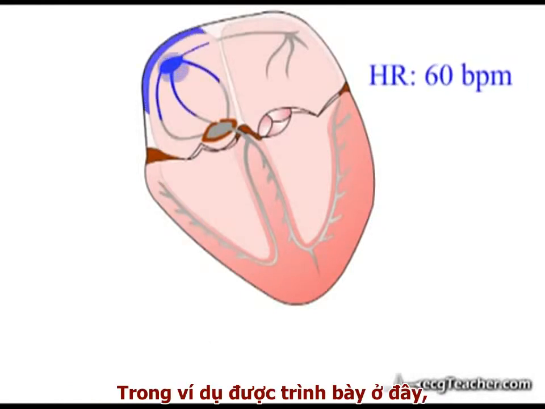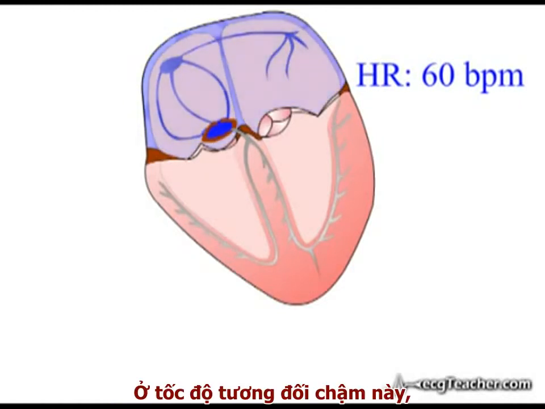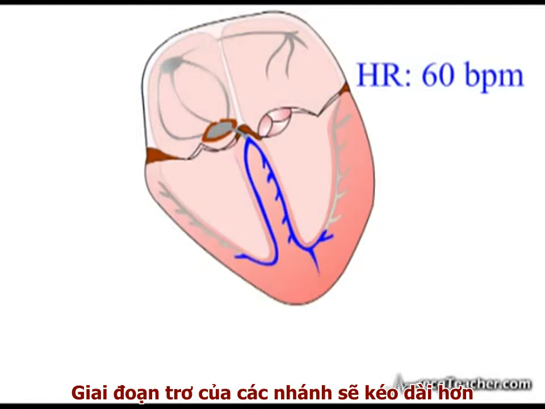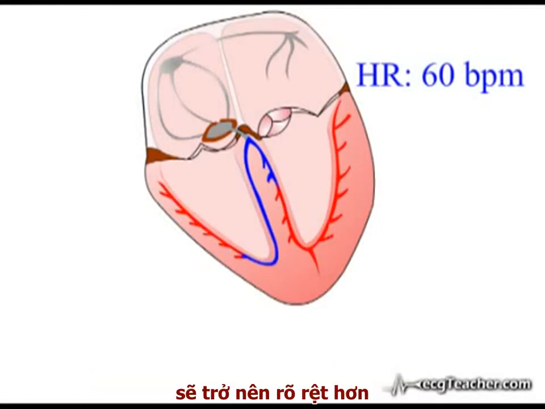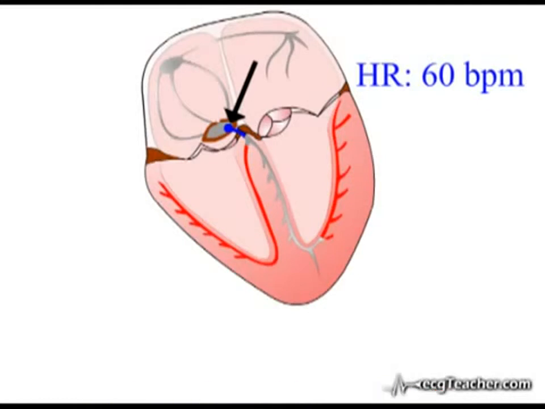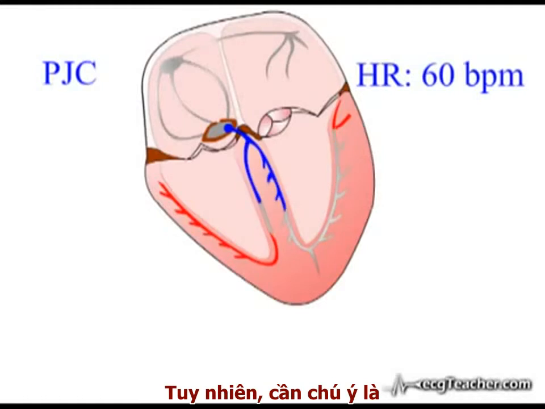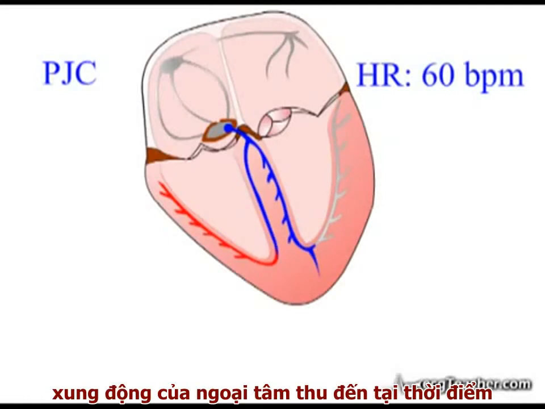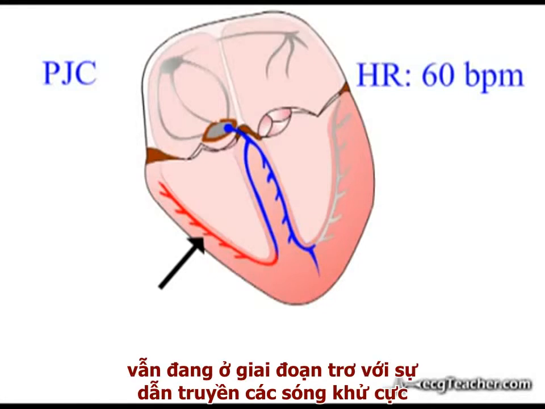In the example shown here, the heart is beating at 60 beats per minute. At this relatively slow heart rate, the refractory period of the bundle branches is prolonged, and the difference between the refractory periods of the right and left branches is appreciable. At this point in time, a focus within the junctional region has discharged, generating a premature junctional contraction. However, note that the premature discharge has occurred at a time when a region of the right bundle branch is still in a state refractory to transmission of depolarization.